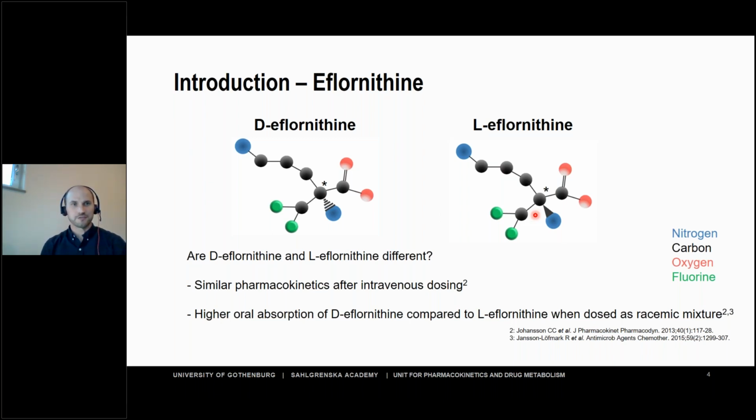So the big question for my PhD studies and also the community working with eflornithine is, are these two enantiomers different? And if we look at the PK, or the pharmacokinetics, if you would dose these two intravenously, you have similar pharmacokinetics. So same volume of distribution and clearance and half-life and so on. So no real big difference there. However, if you would dose the racemic mixture, which is a 50-50 mixture of D and L-eflornithine, you would see higher exposure of D-eflornithine. It's about 2 times more D-eflornithine that is taken up or absorbed compared to L-eflornithine. So we have a difference when it comes to the absorption part in the pharmacokinetics.